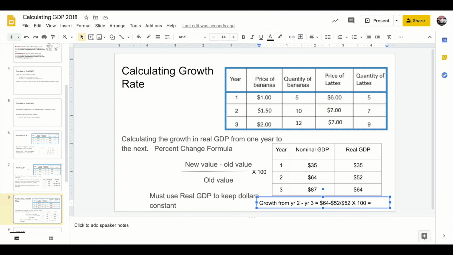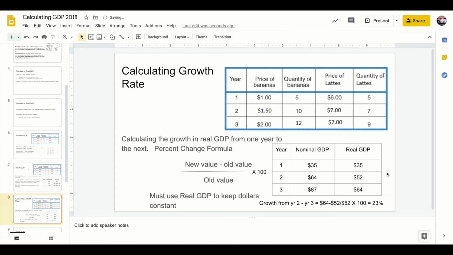64 minus 52 is 12, divided by 52 is 0.23, times 100. And we had a 23% increase. 23% increase in real GDP from year 2 to year 3. Now in real life, that's a crazy amount of growth.